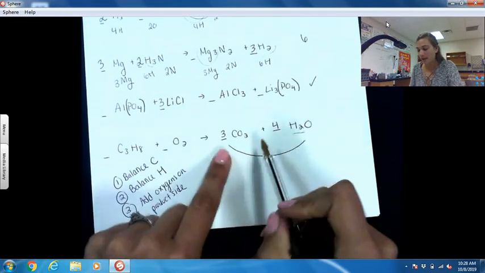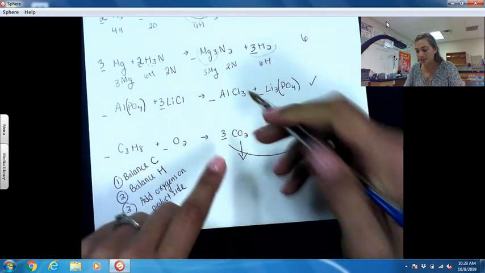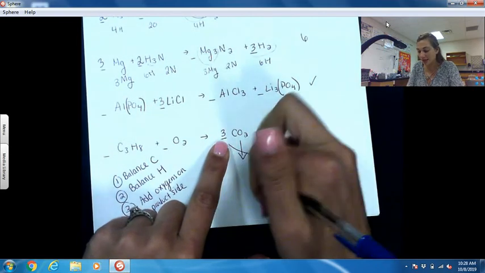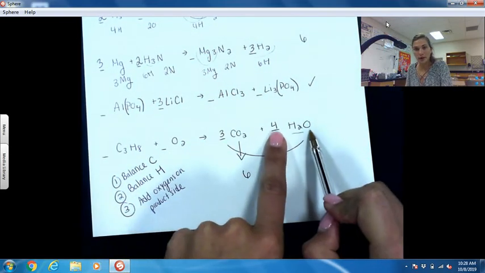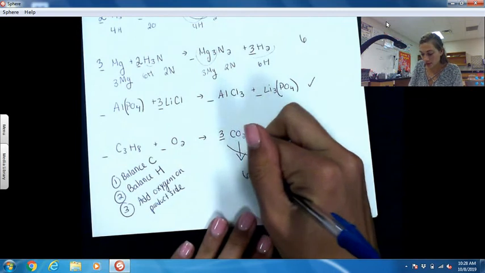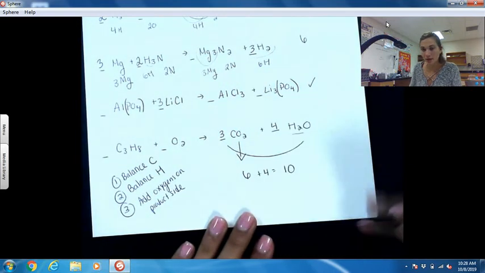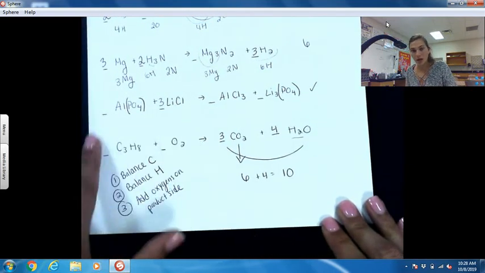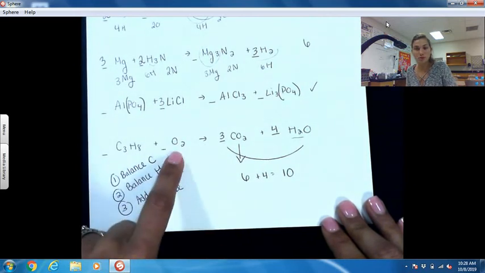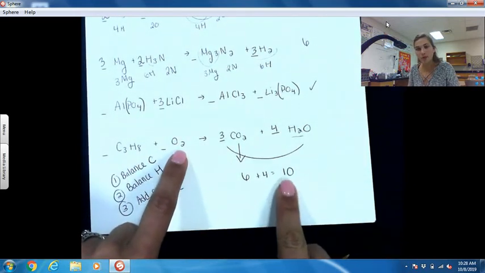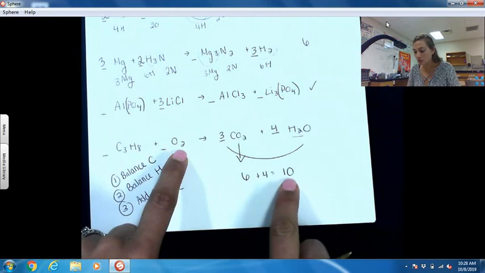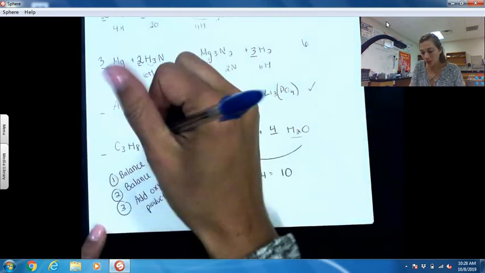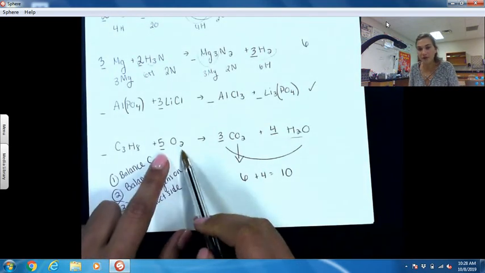Okay, so from carbon dioxide, I have 6 oxygens, and from water, I have 4 oxygens. So I have a total of 10 oxygens. Well, oxygen is only part of O2 here, so the least common multiple between 10 and 2 is 10, so I need to put a 5 out in front of O2 in order to balance it.